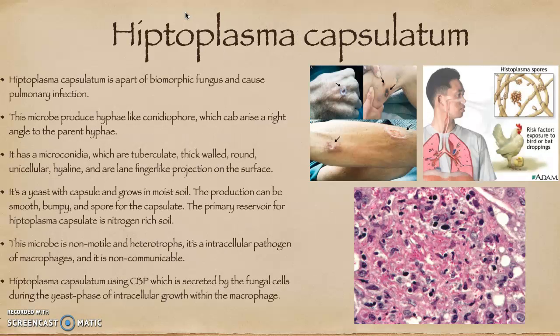And the last microbe I'm going to discuss is Histoplasma capsulatum. So this is a fungus. It has a thick wall, is round, unicellular, and has finger-like projections on the surface. It grows in moist soil. The appearance can be smooth, bumpy, and spore-forming capsules. This microbe is non-motile and heterotrophic.